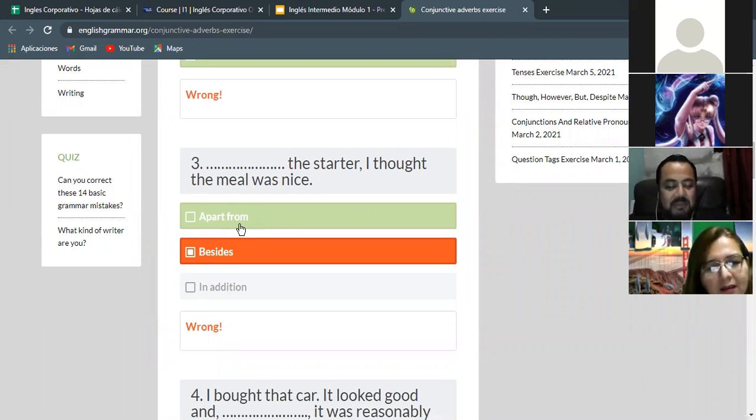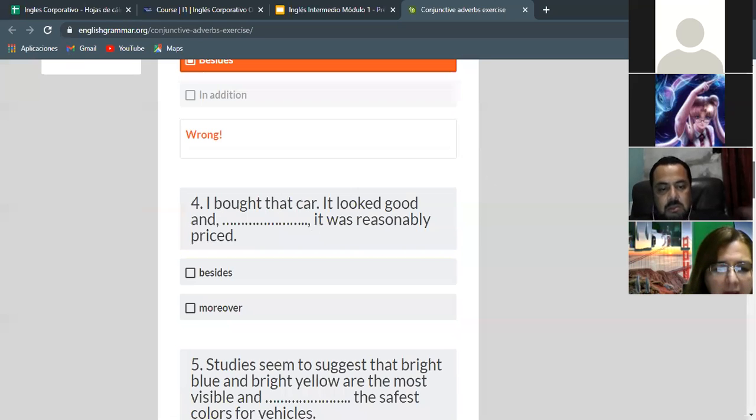This is interesting because, look what it says, the sentence. That is very important. So if we say besides, it's going to be like, besides the starter, I thought the meal was nice. In this case, apart from is more logical because the meaning is that only the starter was not good, but the rest of the meal was nice, right? So it's going to be that one.